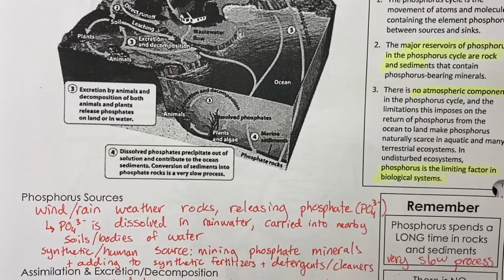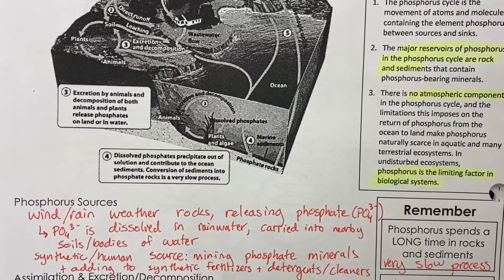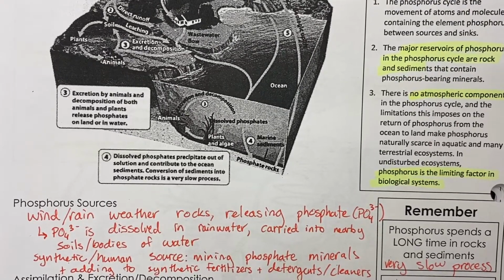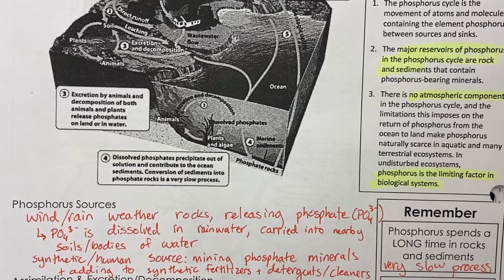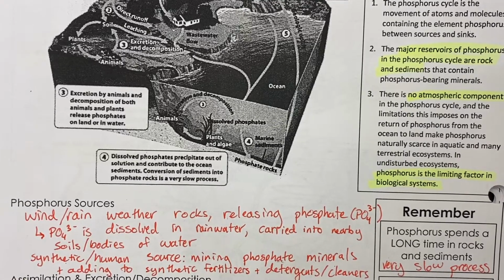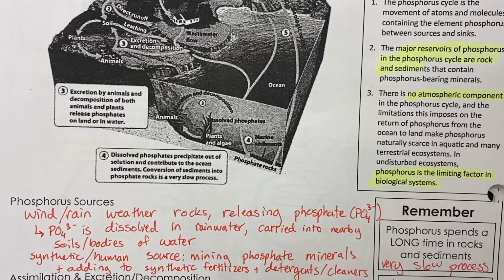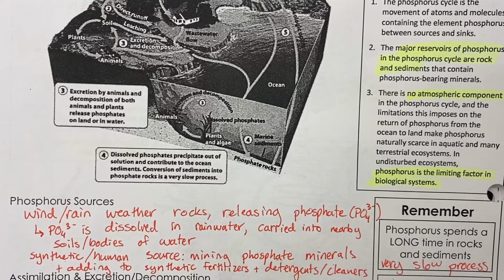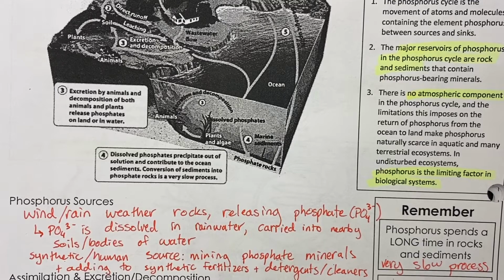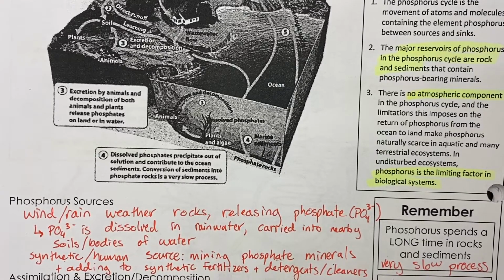So let's get into this cycle. First of all, where are we getting phosphorus from in the phosphorus cycle? Phosphorus is mostly in rocks, stored in sedimentary rocks. This is exposed when wind and rain weather rocks. They release phosphate, so PO4 3-. Phosphate is dissolved in rainwater and carried into nearby soils and bodies of water through runoff.